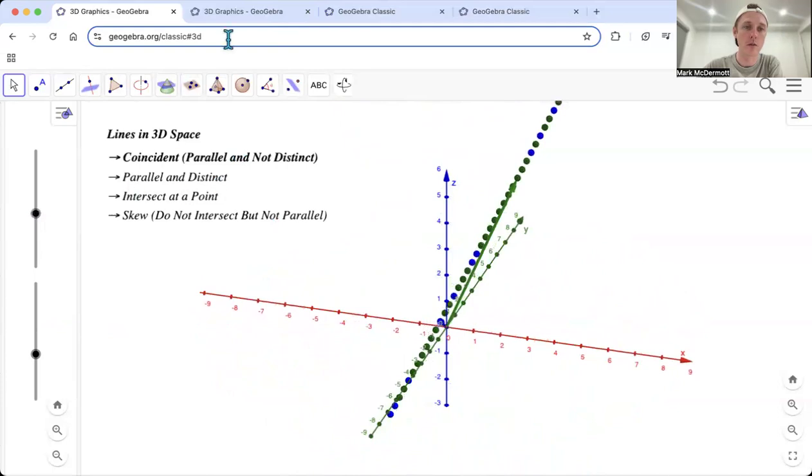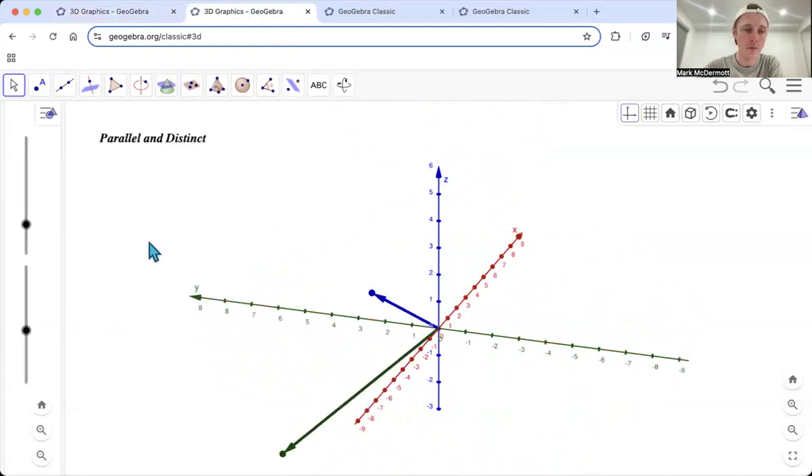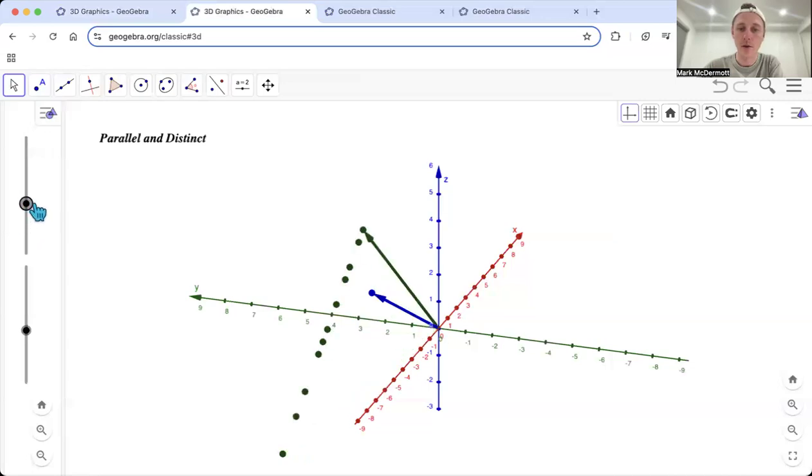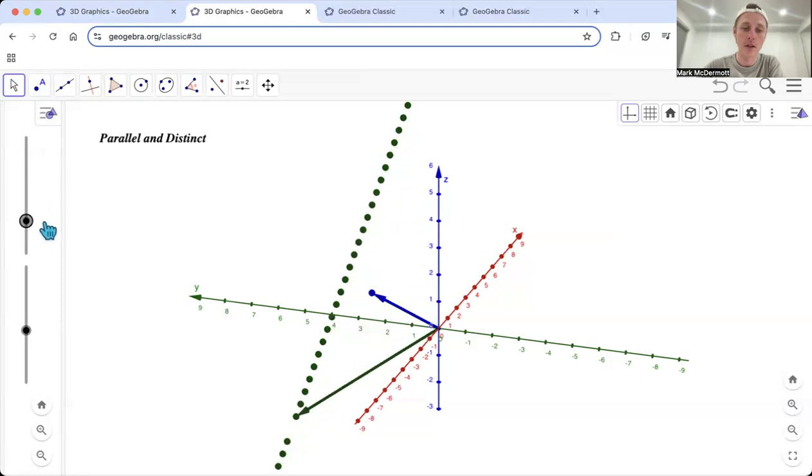All right, let's look at the next one, which is parallel and distinct. So again, this is the situation where we've defined these points in space. We've defined this line in space rather using a point and a direction. And so we get something like this.